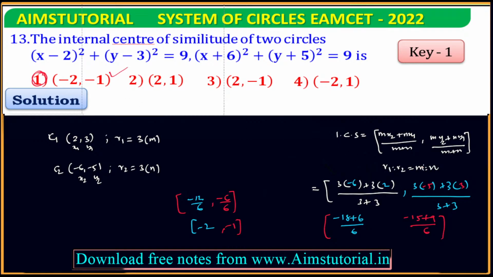Internal center means in the section formula we have to take positive plus. Okay, internal center of similitude. Then what about the external center of similitude? External center, ECS, means we have to take minus: (m x2 minus n x1) by (m minus n), comma (m y2 minus n y1) by (m minus n).